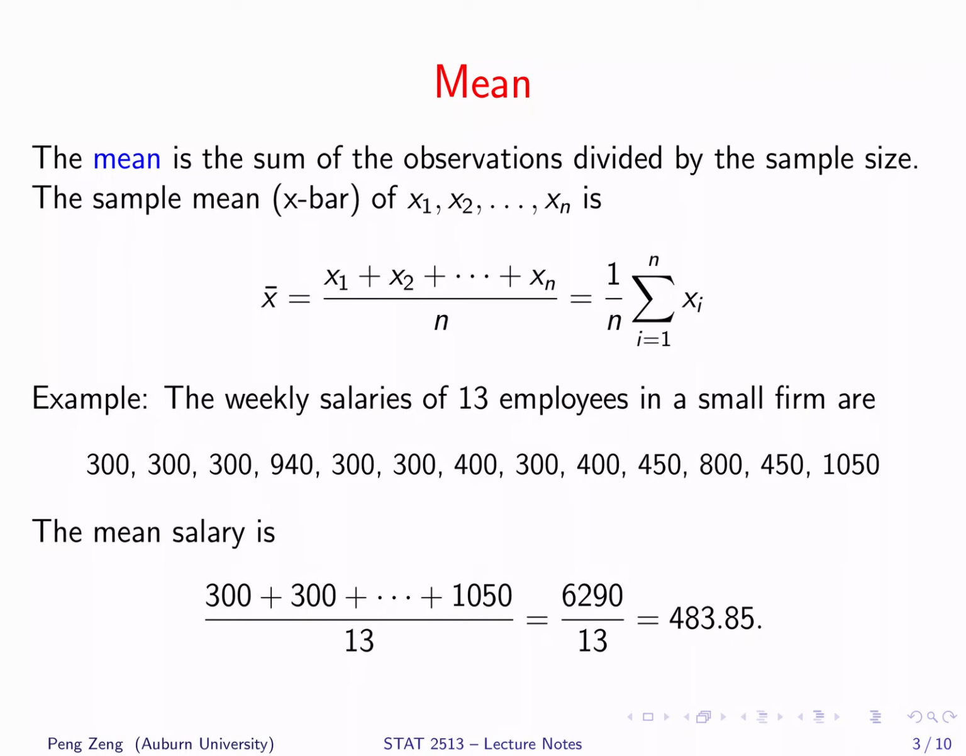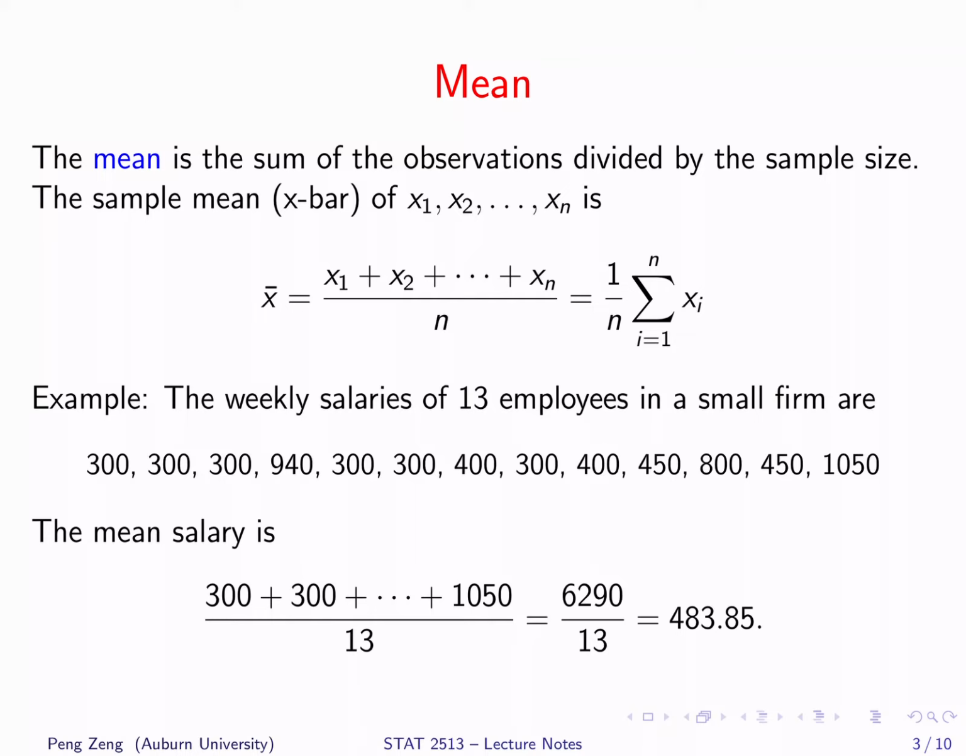The mean of a dataset is the sum of observations divided by the sample size. We use the notation x bar to denote the sample mean, where x bar is just the letter x with a small horizontal line above it. The displayed formula explains how the mean is calculated. We first calculate the sum of all observations and then divide it by the sample size n.